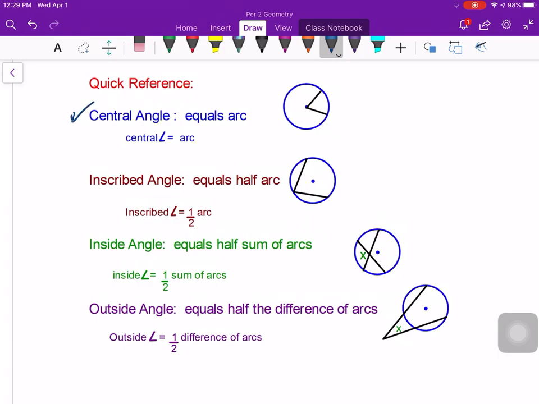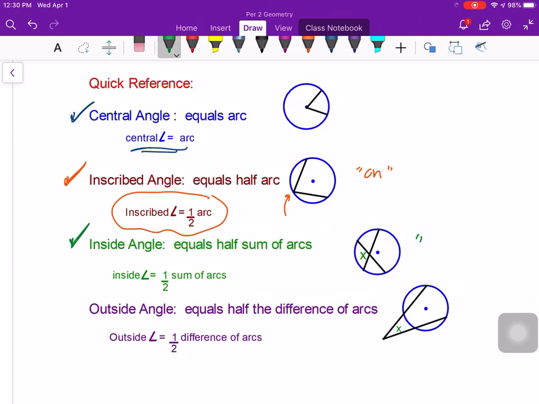So here's a quick reference guide for the angles associated with circles. We have, of course, the central angle, the first one that we talked about. A central angle is just, its vertex is at the center, and it's equal to the arc. The measure of the angle equals the measure of the arc. Okay? Then we talked about an inscribed angle. The inscribed angles are also sometimes called the on angles. And an on angle where the vertex is right on the circle, that's equal to half of the arc.